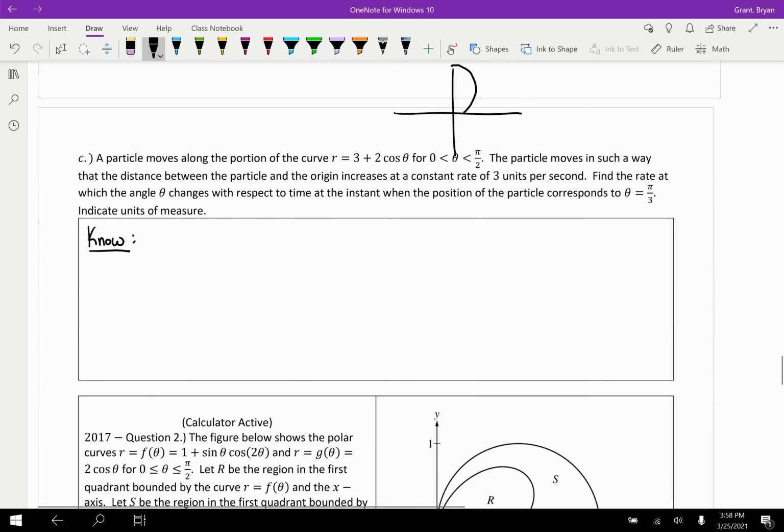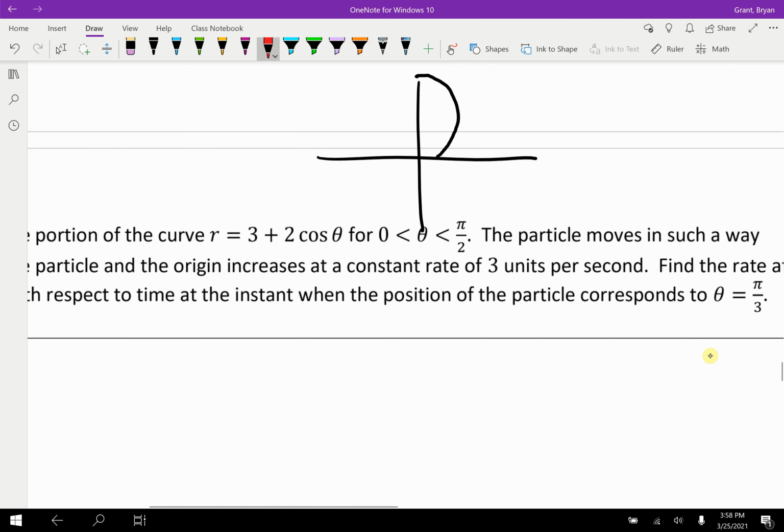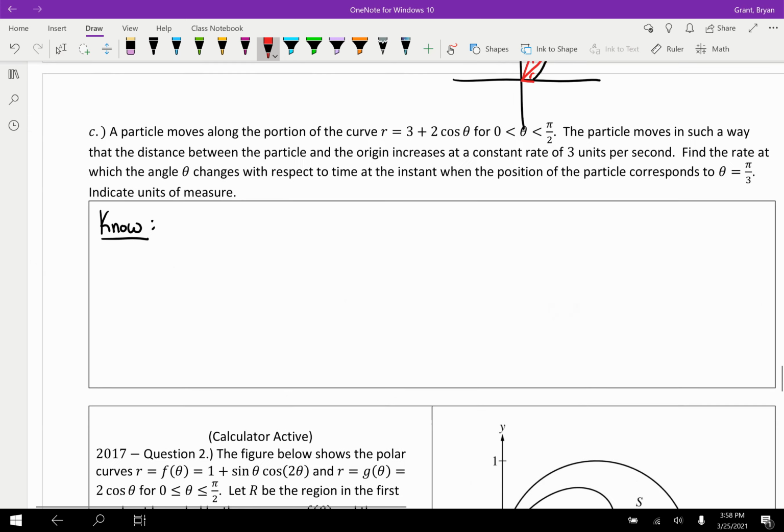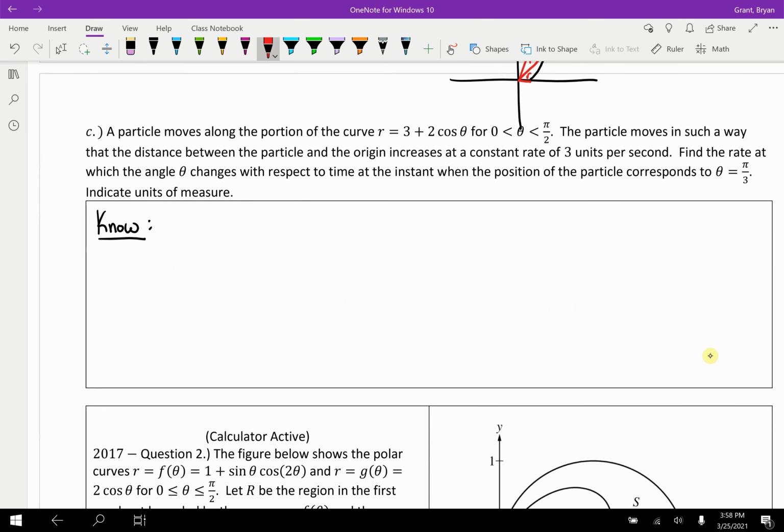Well, what do we call the distance between the particle and the origin? Take a look. I'm going to draw a bunch of these distances. Here's a distance, we just measure that straight line. Here's a distance, we measure the line. In fact, couldn't we call this line r? In fact, r in a polar equation is the distance between a graph and the origin. So when they say the distance between the particle and the origin increases at this rate, what they're really telling you is that dr/dt, the change in the distance as time changes, is 3 units per second.